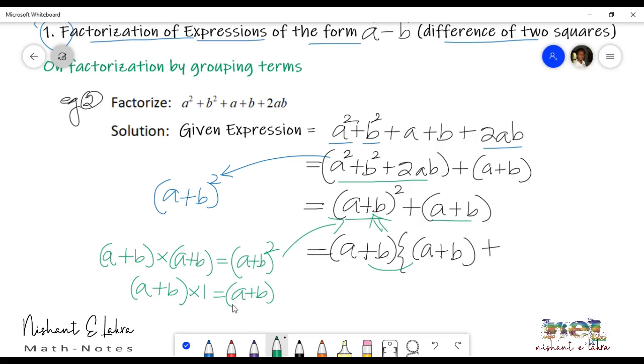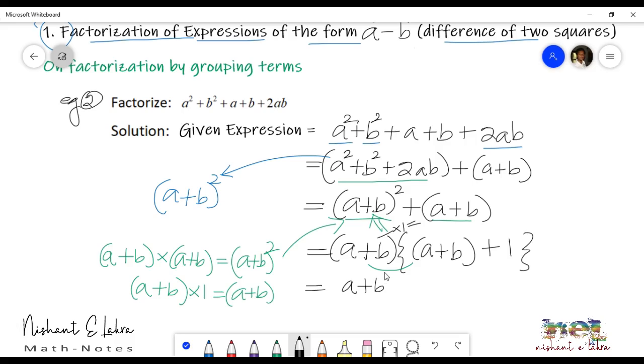So we will multiply a plus b into 1, which is equal to a plus b, the second term. That's what we'll be writing here, 1. A plus b into 1 is a plus b. I hope you have understood this. You can go back through the video and understand this. It's not complicated. You just have to follow it step by step and then you will get it right.